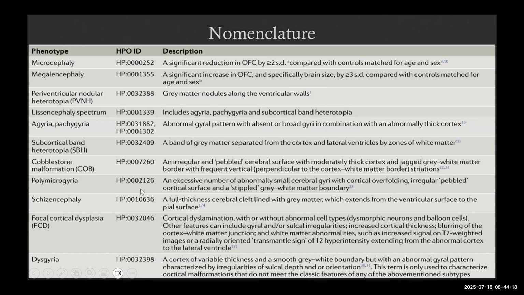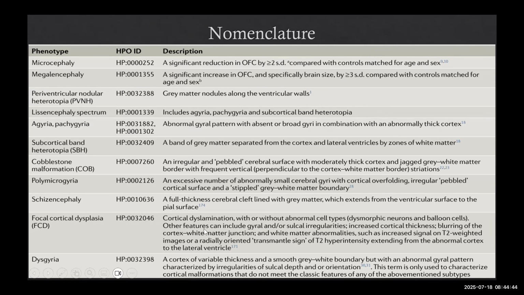Polymicrogyria: this is an excessive number of abnormally placed small cerebral gyri with cortical overfolding, irregular pebbled cortical surface, and stippled gray-white matter boundary. Schizencephaly: this is a full thickness cerebral cleft lined with gray matter, which extends from the ventricular surface to the pial surface. It can be unilateral or bilateral, open lip or closed lip.